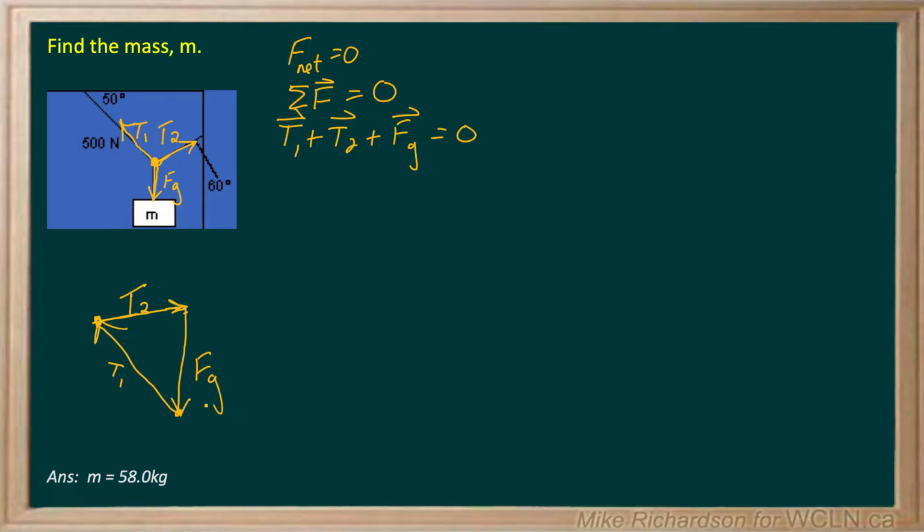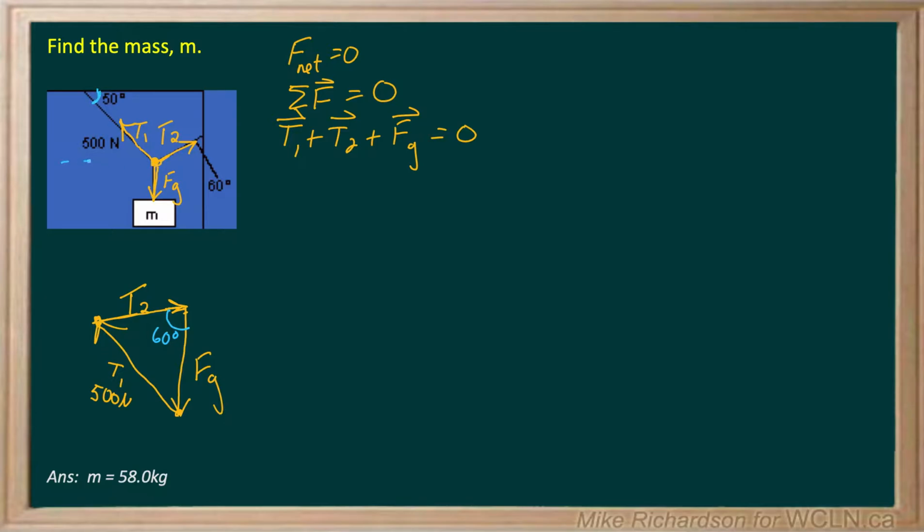So there's my sketch. Now we know one of the forces, T1, happens to be 500 newtons. We also know some angles, which we'll label right now. We know that 60 degrees is the angle between T2, there's T2, and a vertical surface. So this angle right here is 60 degrees. We also know that T1 makes an angle of 50 degrees with the ceiling. So this angle right here is 50 degrees.